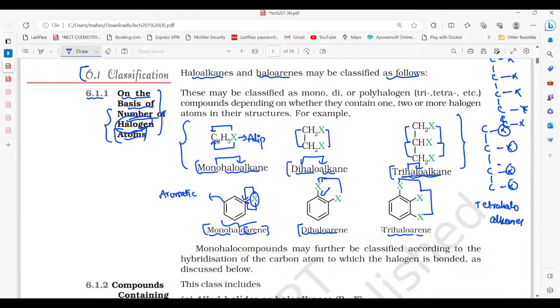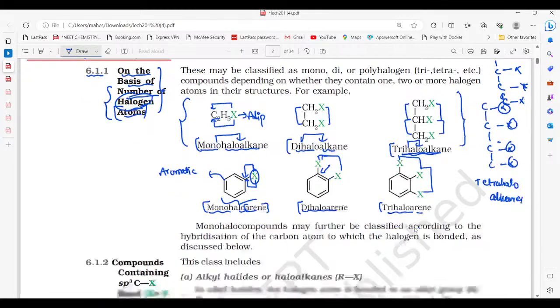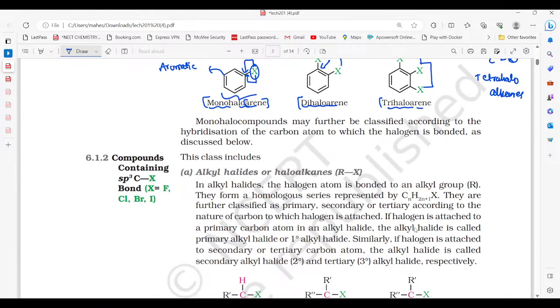If three halogens are attached, this is called the trihaloarenes. Okay, now let us see the further classification. That means monohalo compounds may further be classified according to the hybridization of the carbon atom to which the halogen is bonded, as discussed below. Here, these two lines state how many halogens are attached, and they may be further classified by the hybridization of the carbon. Here the halogen is attached to this carbon. What is the hybridization of this carbon depends upon this. These will be further classified.